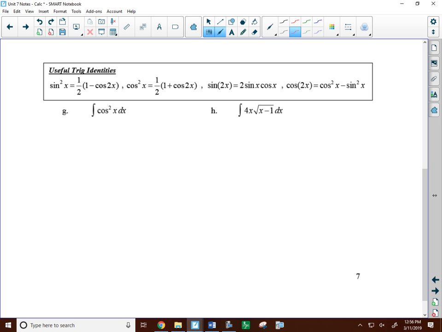Back at it with u substitution, and I'm going to do g and h at the bottom. So we're still doing indefinite integrals. There's no a and b. That's the second part of today. We'll then do some, well, what if there's numbers there, and we're going to do definite integrals.